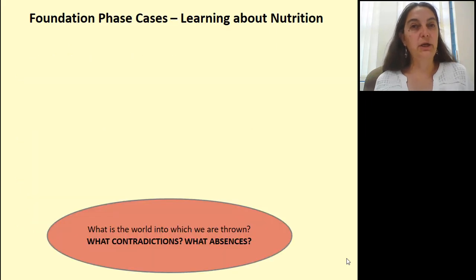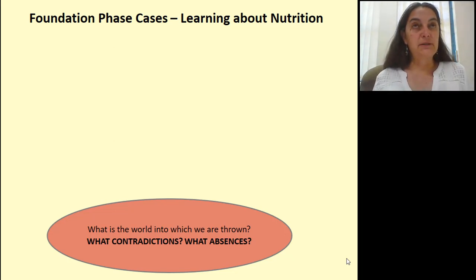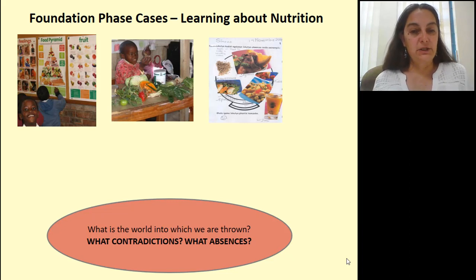So let's take a look at a case of learning about nutrition in a primary school classroom, starting with the first level of our dialectic: what is the world into which we are thrown, and looking for contradictions and absences. So the teachers working with children did your standard educational activities around nutrition.